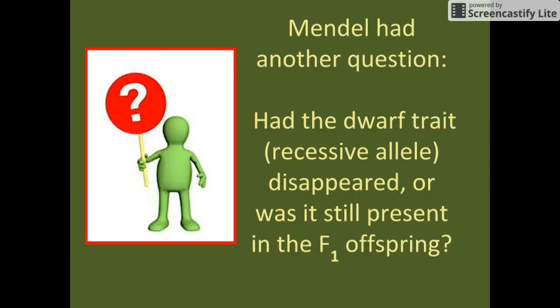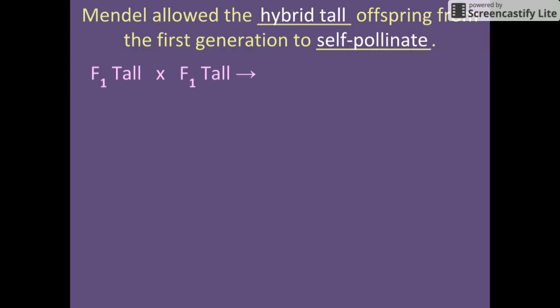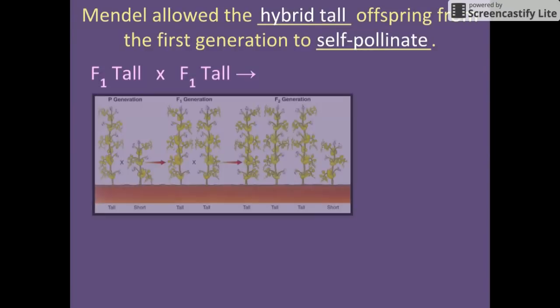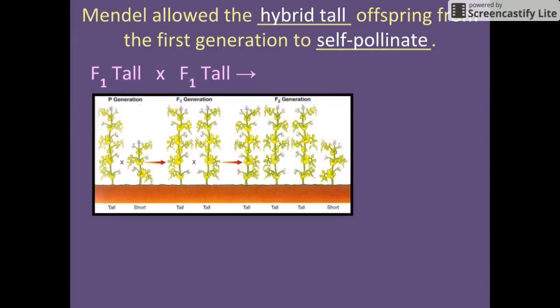So Mendel had another question. Had the dwarf trait or recessive allele disappeared, or was it still present in the F1 offspring? Mendel allowed the hybrid tall offspring from the first generation to self-pollinate. Here's the original parent, a tall and a short, and all of the offspring were tall, and that's what confused Mendel. So he let those self-pollinate, planted the seeds, and this time he got 3 tall plants and 1 dwarf plant.